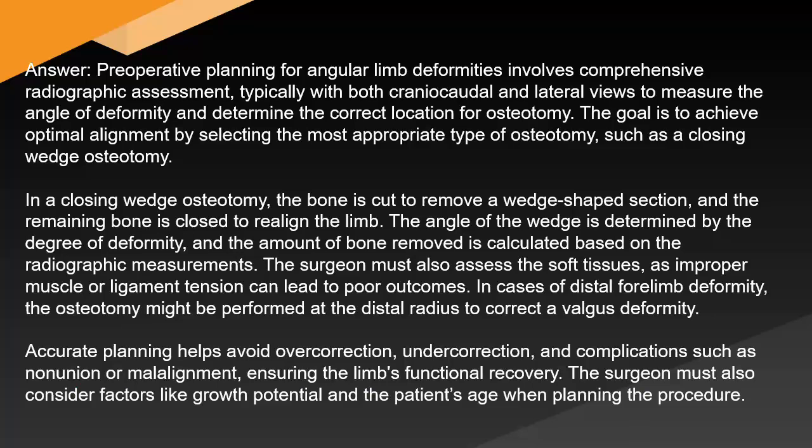The surgeon must also assess the soft tissues, as improper muscle or ligament tension can lead to poor outcomes. In cases of distal femoral deformity, the osteotomy might be performed at the distal radius to correct a valgus deformity. Accurate planning helps avoid overcorrection, undercorrection, and complications such as non-union or malalignment, ensuring the limb's functional recovery. The surgeon must also consider factors like growth potential and the patient's age when planning the procedure.